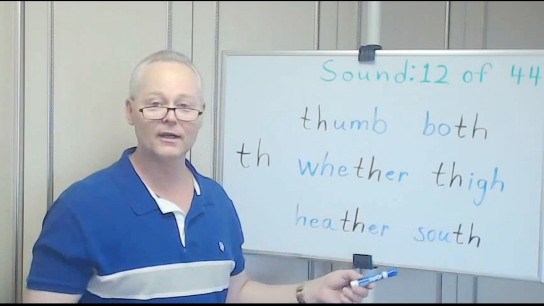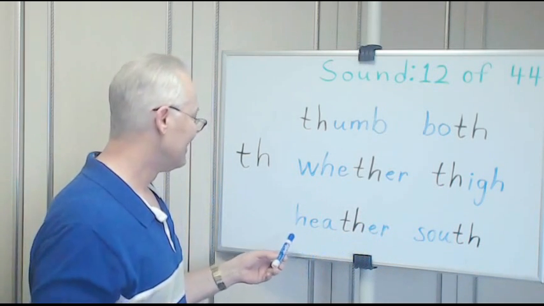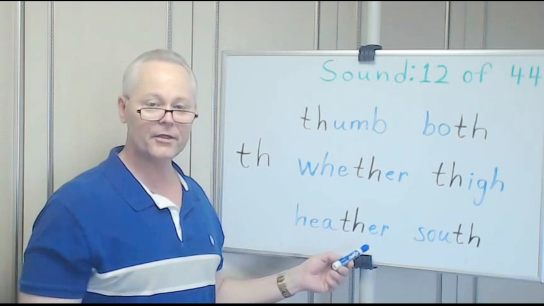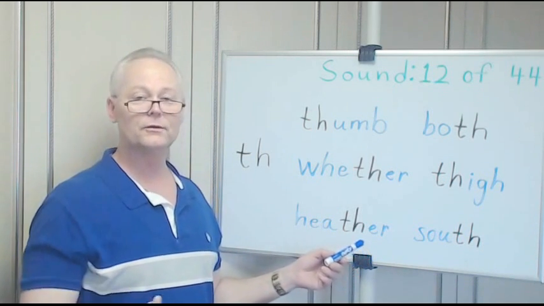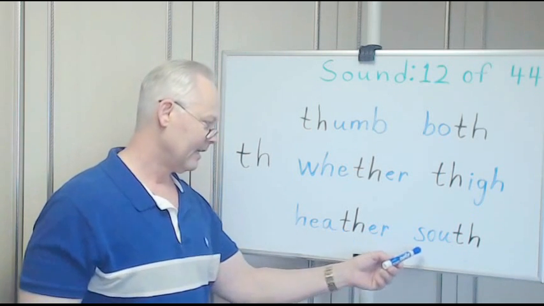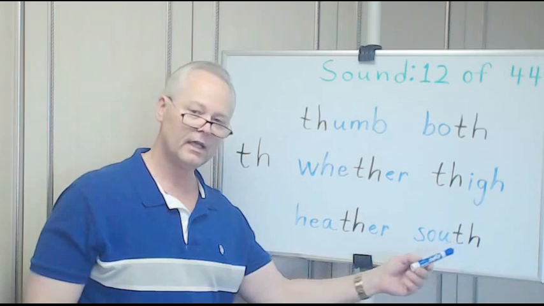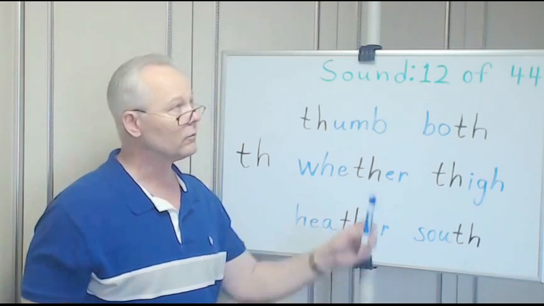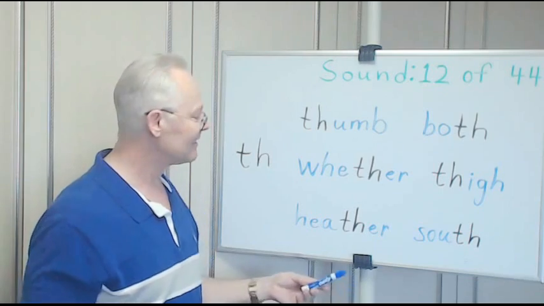The upper part of a leg. That's a thigh on a person and on chickens. Heather. Heather is the name of a plant. Beautiful smelling plant. And then we have south, as in the direction. We have north, south, east, and west.